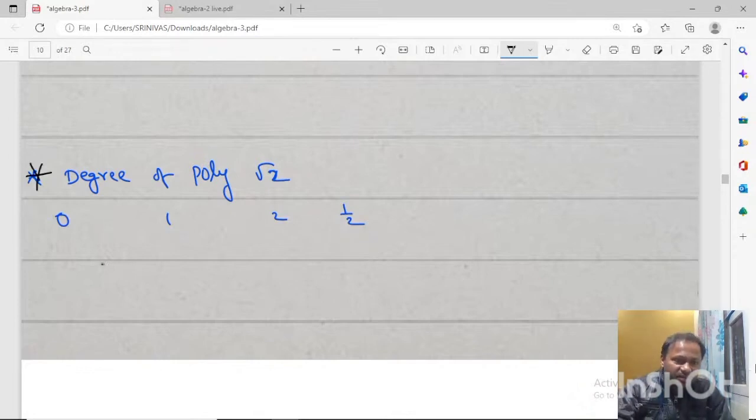Next, go through another problem. Degree of polynomial root 2. What is degree of the polynomial? Darakshan said option A, 0. Yes. Nayana says 1 by 2. What will be the answer? So, different answers are coming. The correct answer is 0. Not 1 by 2.